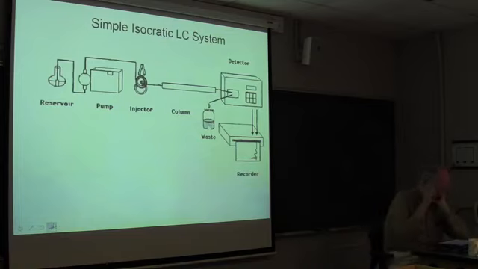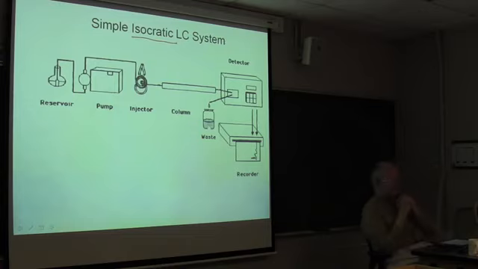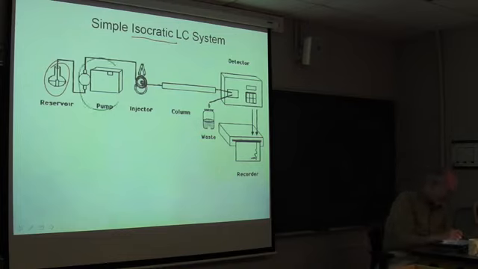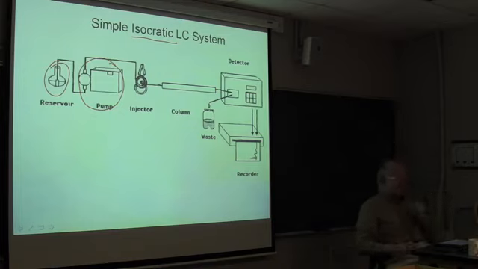Okay, we'll start real simple. Here's a basic isocratic LC system. Isocratic means we're not going to change the eluent, the mobile phase, during the run. We've got one liquid, it may be a mixture, but we're not going to change the composition of that mixture during the run. So we've got our solvent mixture here. We have a pump. You don't need a pump in GC. The carrier gas is under pressure, and that pressure just drives the gas through the column.